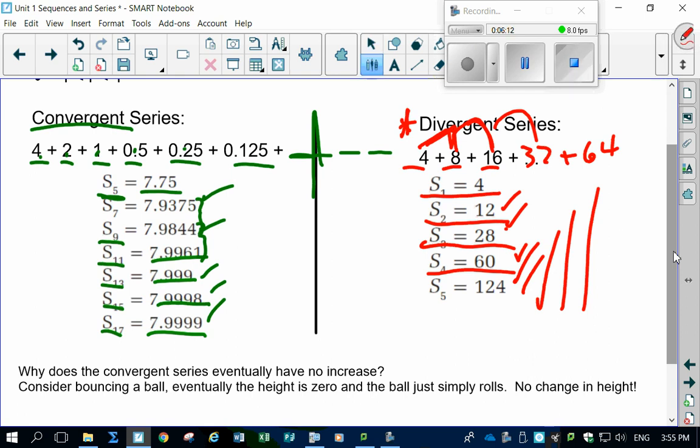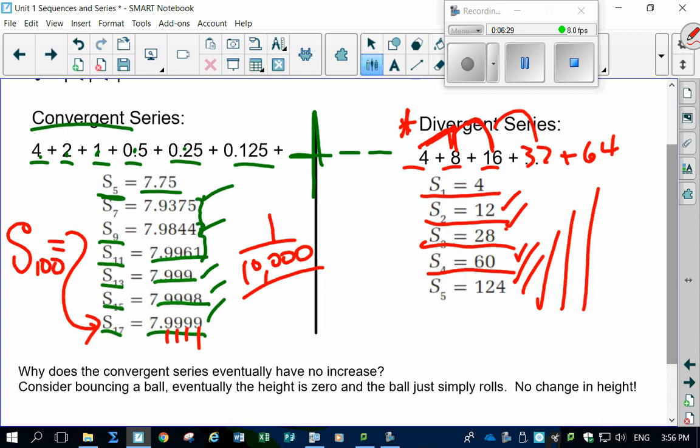Sure, there's a difference way out here in the tenths, hundredths, thousandths, 10,000ths of a place. Well, what happens when you get to S100? I'll tell you exactly what S100 is going to look like. It's going to look an awful lot like 7.99999999999. So this number actually doesn't increase anymore because the numbers in this sequence keep getting smaller and smaller and smaller.